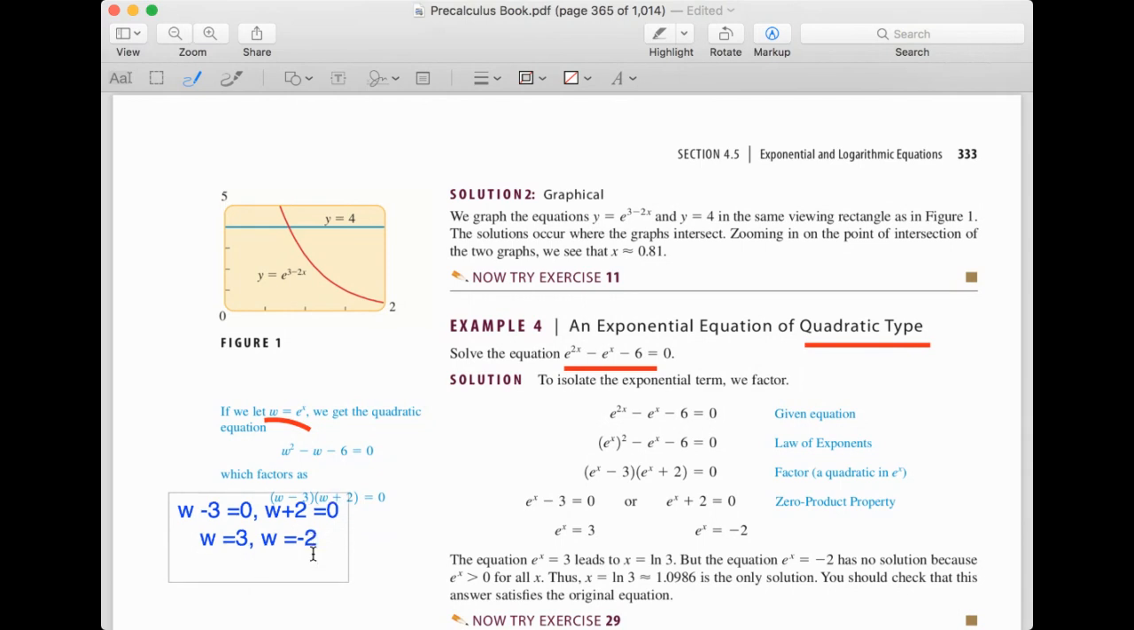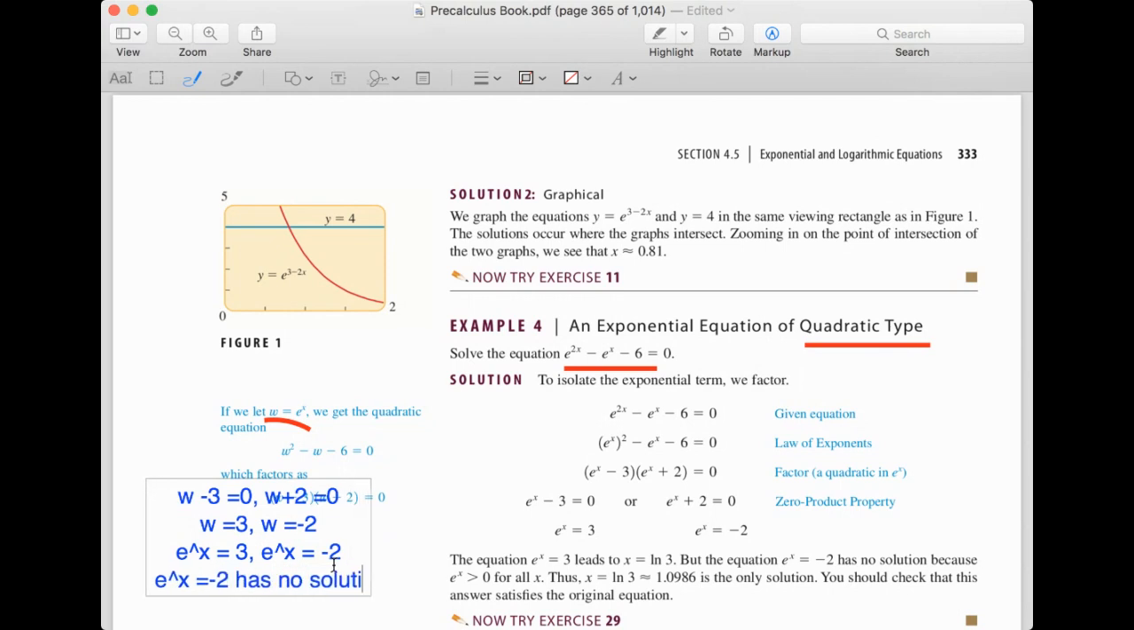So the first one is saying e to the x equals 3. The second one is saying e to the x equals negative 2. Well, base e raised by x equals negative 2 will never happen, right? So this does not, the second one, e raised by x equals negative 2 has no solution. That means no x satisfies this equation. So we only have to solve for e to the x equals 3.